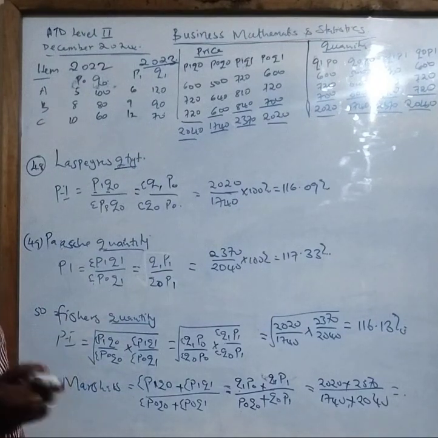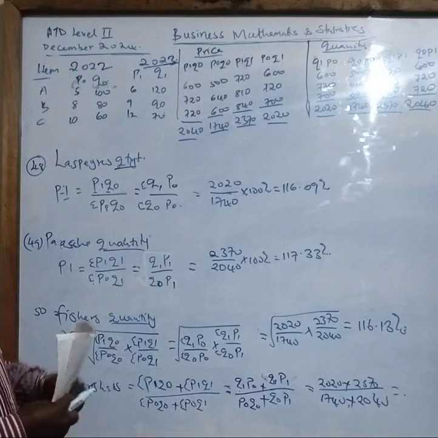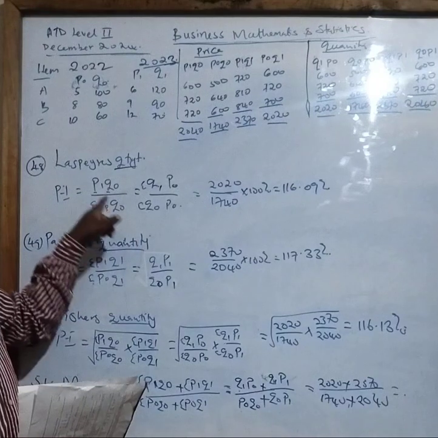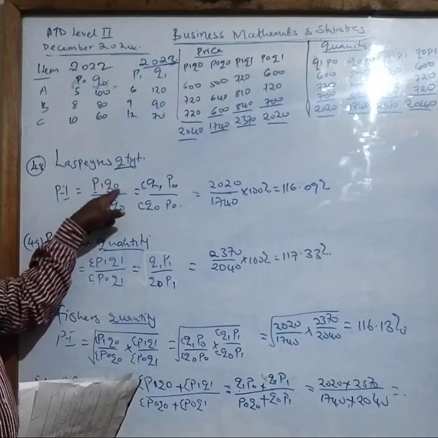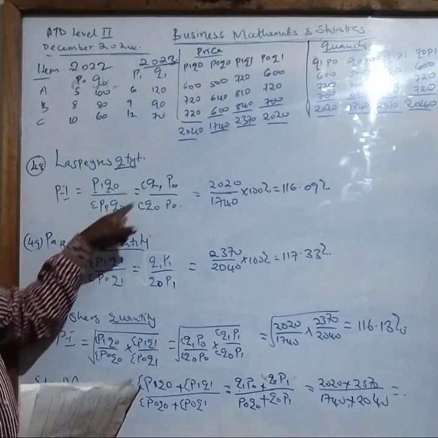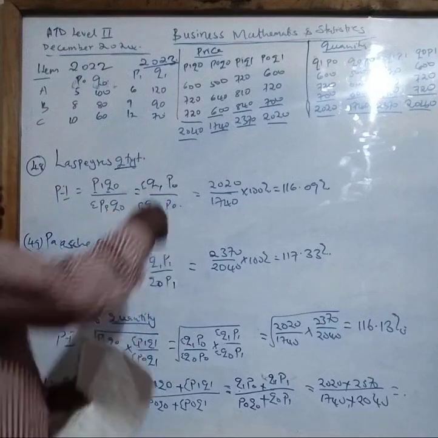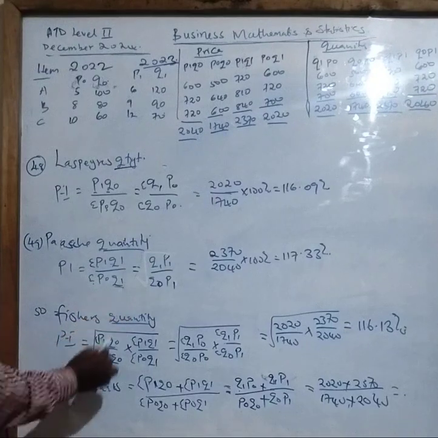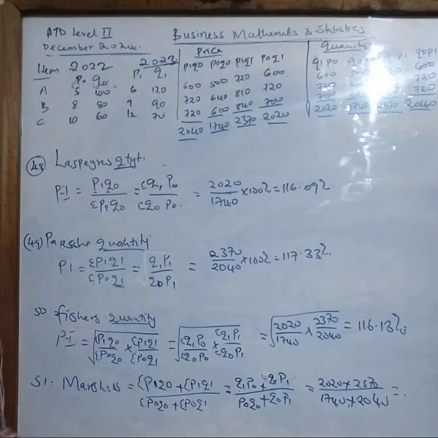Therefore it is very important to note that the formulas are very important. I've memorized it this way. P1q0, you say p1q0 over p0q0. Then this is for quantity. You just come and it has changed. This is p1q1 over p0q1. This one is the same as you can see.